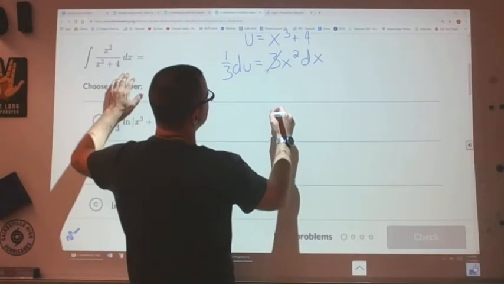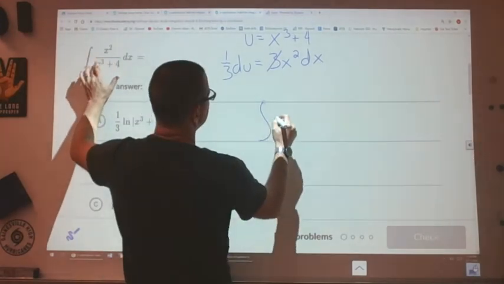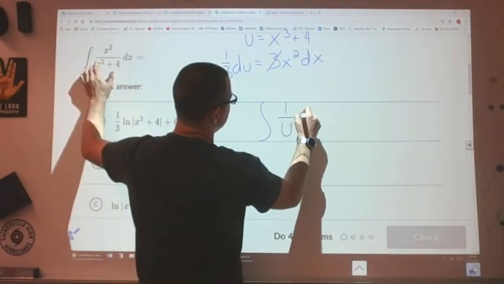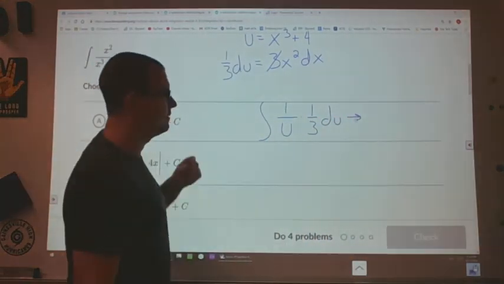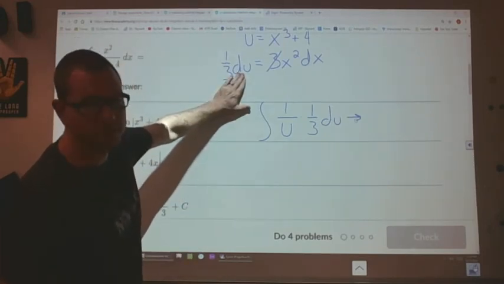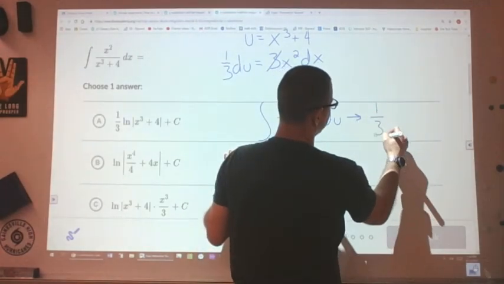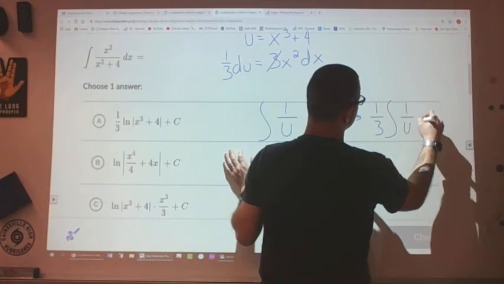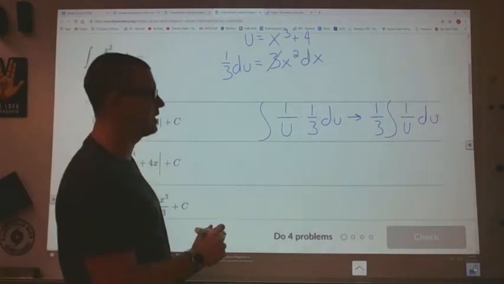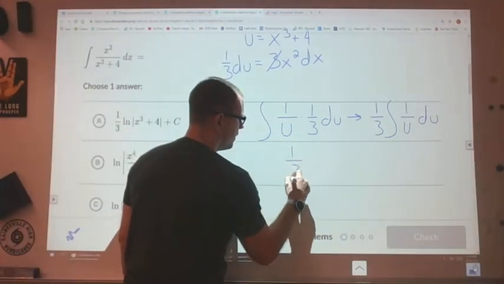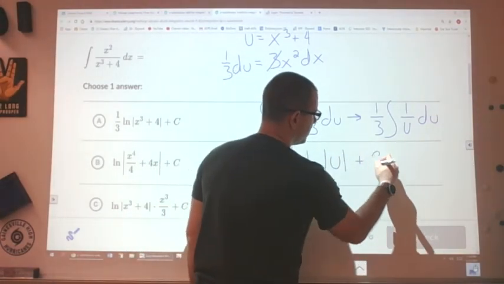Now my integral would be the integral of 1 over u times 1/3 du. Again, if I ever have to multiply du by a constant, it's really just going to go on the outside of the integral. I just wrote it like this to show you, but it's going to be 1/3 the integral of 1 over u du. And that's a common integral. We know the integral of 1 over u is the natural log of u, so now we have 1/3 the natural log of the absolute value of u plus c.